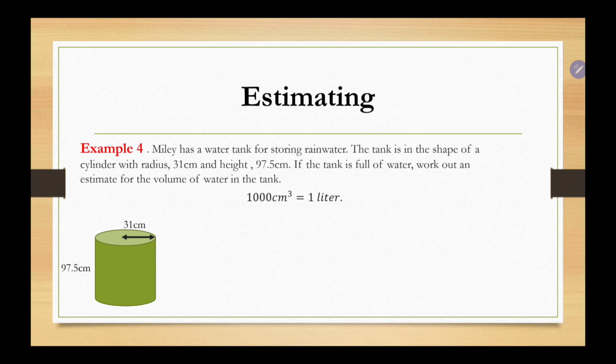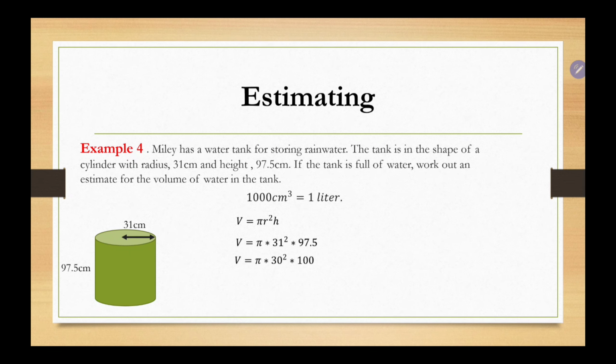So we need to know the volume, the formula for working out volume of a cylinder, and that is just going to be pi radius square height. Okay, so we're going to plug in each of these values that we have. We have the volume, which will be equal to pi times 31 squared times 97.5. But since we need just estimates, we need to round each of these numbers to one significant figure. 31 is just going to be 30, and then 97 is going to be 100.